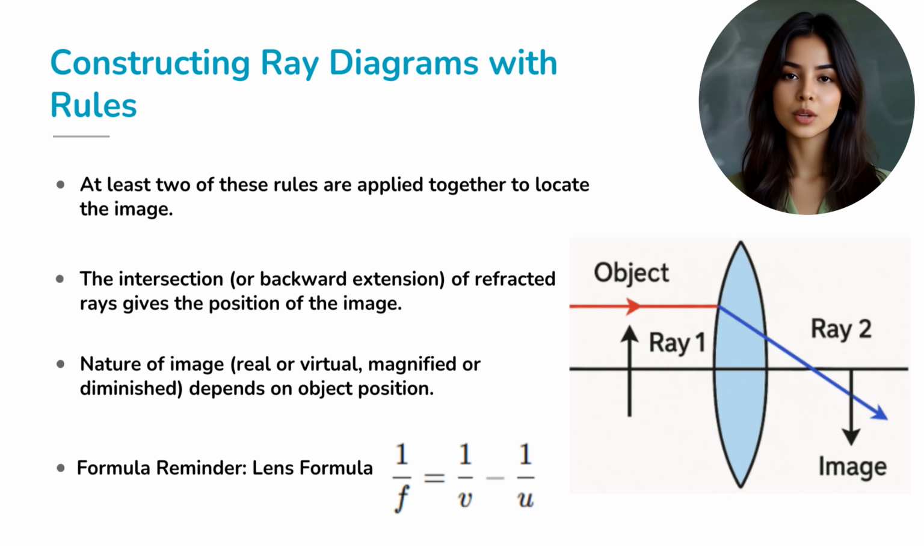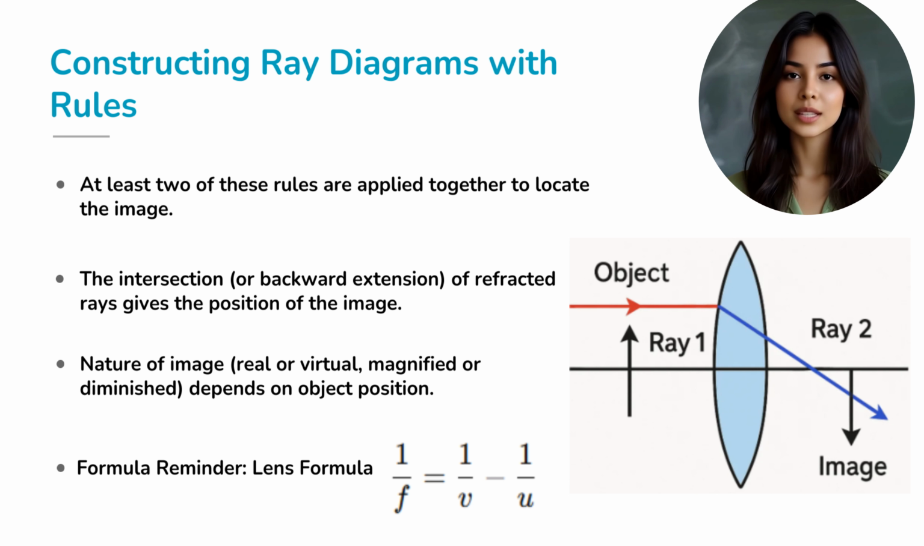Here's a quick formula reminder, the trusty lens formula, 1/f = 1/v − 1/u, where f is the focal length, v is the image distance, and u is the object distance. This formula is like a calculator's shortcut. It always confirms what your ray diagram shows.